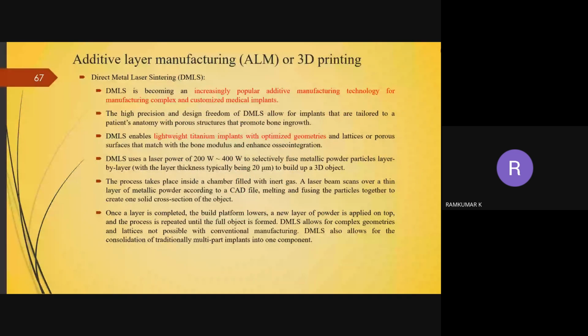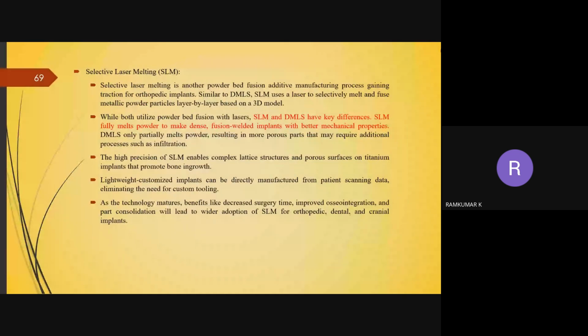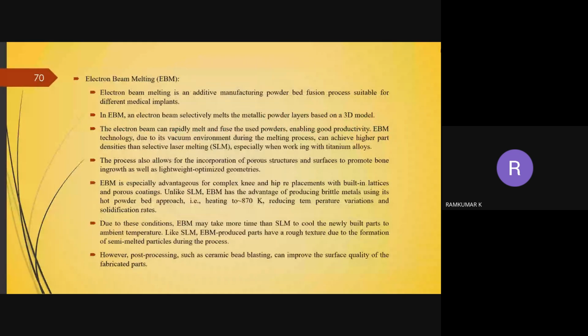Another method through which they can make the implants is 3D printing. In 3D printing, they will use either the direct metal laser sintering method, or selective laser melting, or they may use the electron beam melting process.